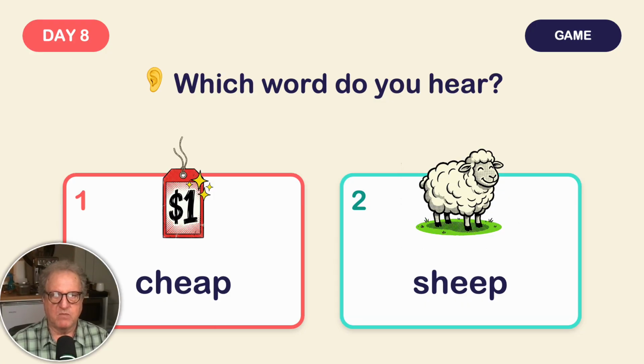Let's begin with one of these words. The word I'm going to say can either be cheap or sheep. Now listen, here's the word. Are you ready? Here we go. You can say it at home. The number, is it 1 or is it 2? Here we go. The word is sheep. Sheep. Is it 1 or 2?